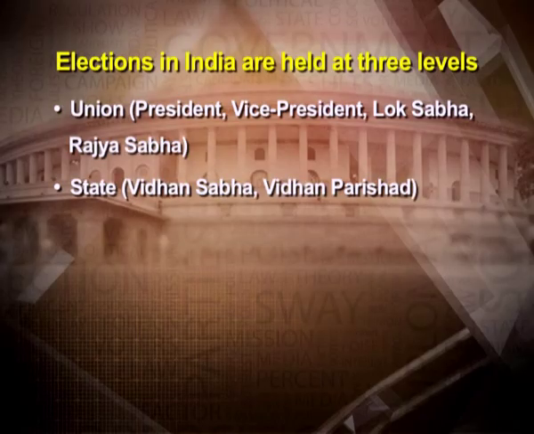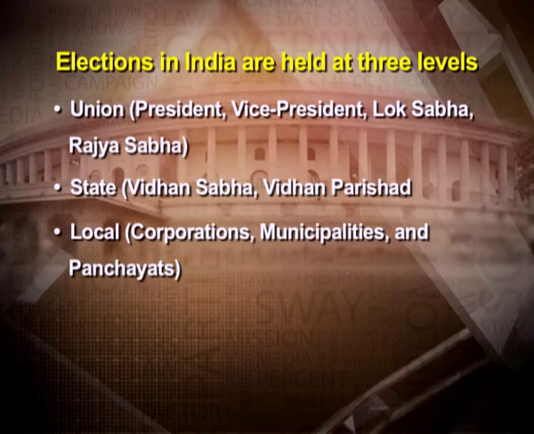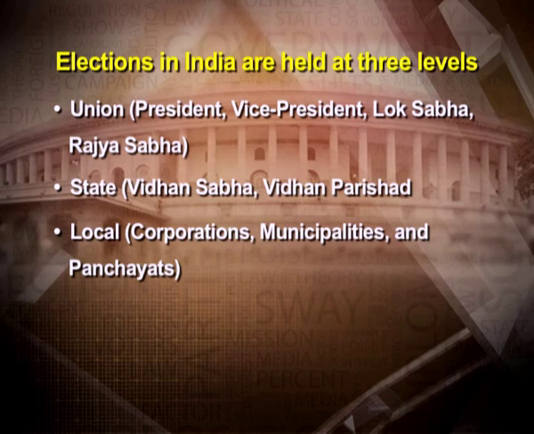The third level is the local level. In the urban areas, we have the corporations and the municipalities, corporations in the cities and the metros, and municipalities in the small towns, and in the rural areas, the elections for the panchayats. And in India, we do not use the term federal level, because the term federal is not mentioned in our constitution. So, the union level, the state level, and the local level are the three levels at which elections are held in India.